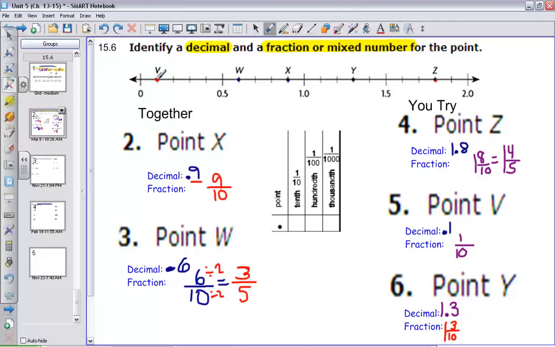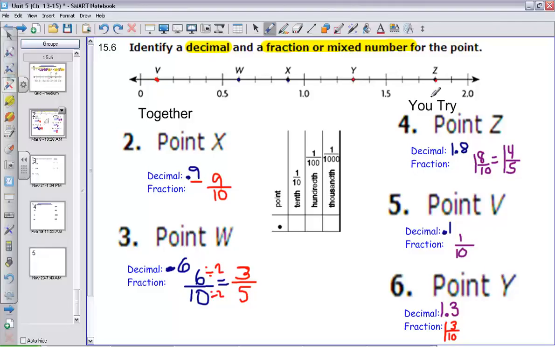Let's see, point V is located way down here. It's my smallest value because it's closest to 0, and it's at 1/10. So I'd write that as a decimal of 0.1, and then my fraction would be my numerator of 1 over my denominator of 10.